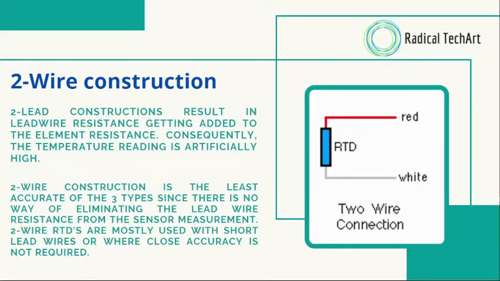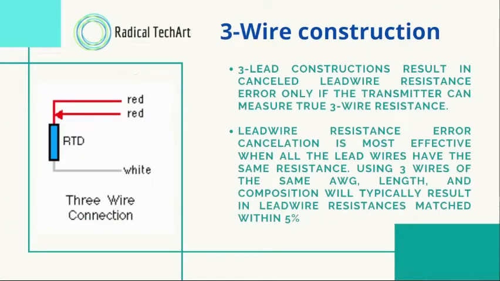Let's talk about three-wire construction. You can see here one image of a three-wire connection. Three-lead constructions result in cancelled lead wire resistance error only if the transmitter can measure true three-wire resistance. Lead wire resistance error cancellation is most effective when all the lead wires have the same resistance. Using three wires of the same average length and composition will typically result in lead wire resistances matched within 5%.